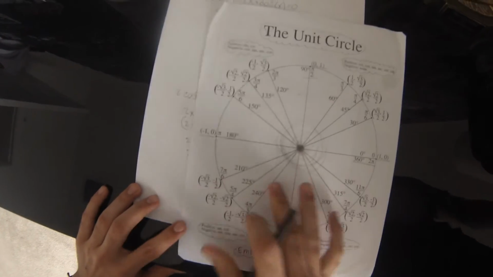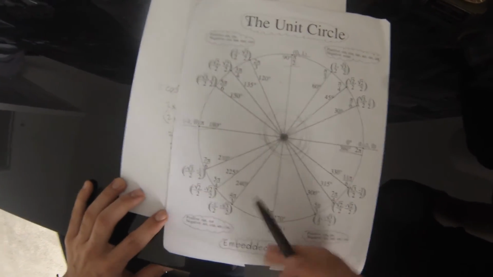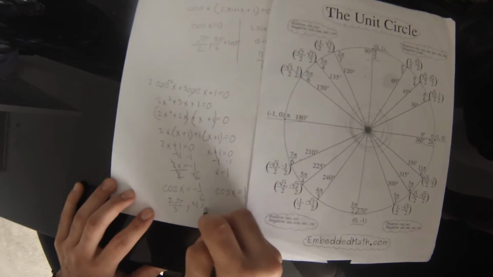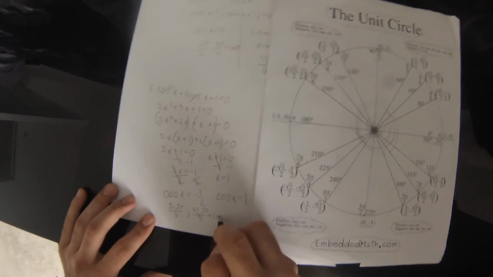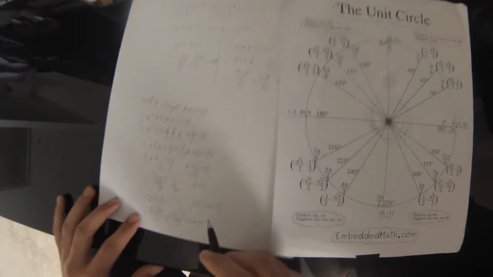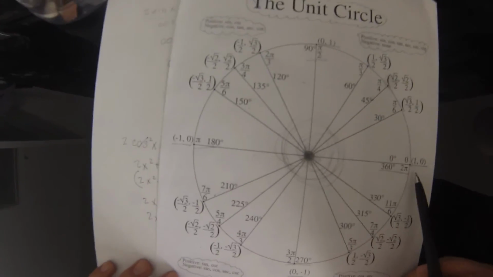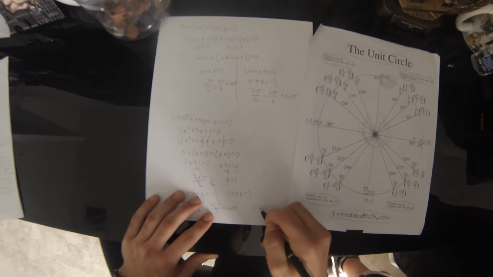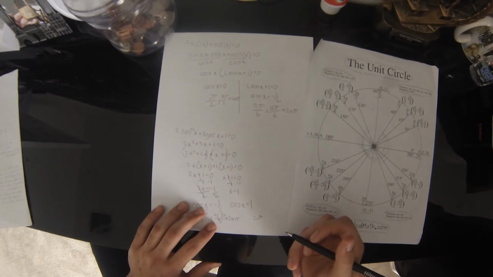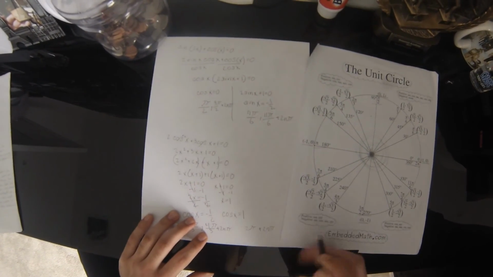And we have negative 1/2 at 4 pi over 3, and then we do plus 2n pi, that's all we have. And then for cosine x, the angle that has 1 would be just 0, or 2 pi. And we add 2n pi, and that's it.